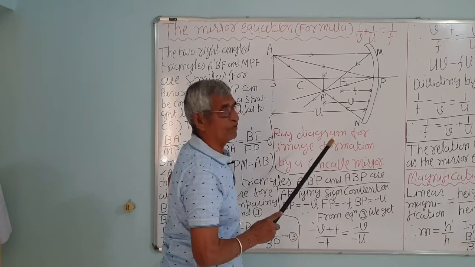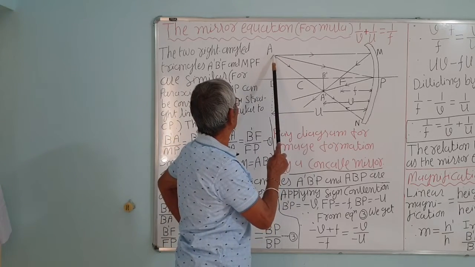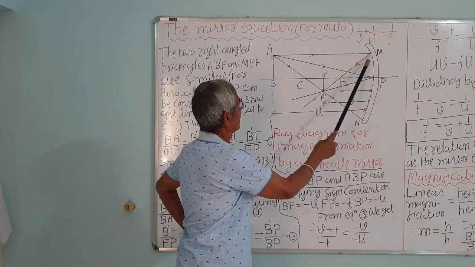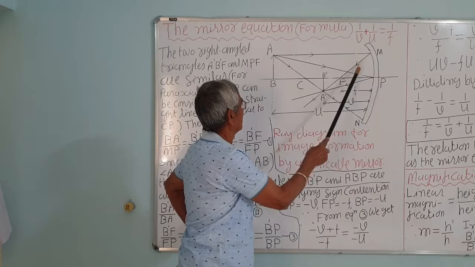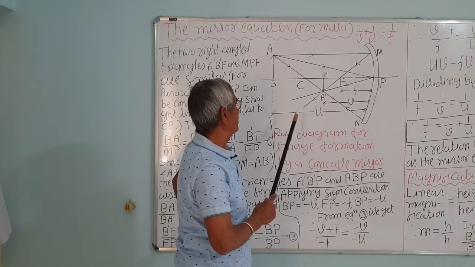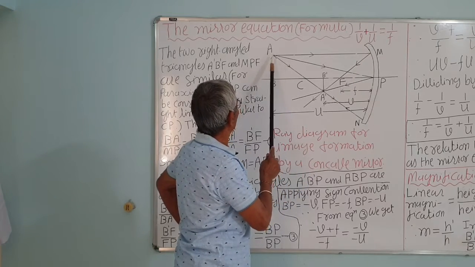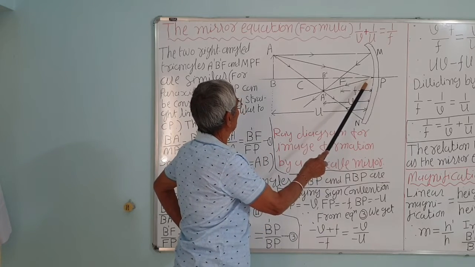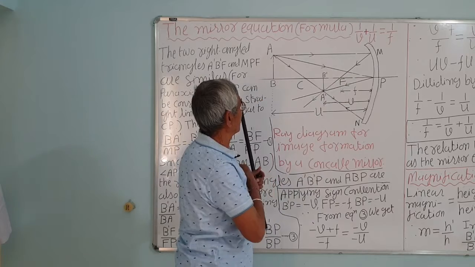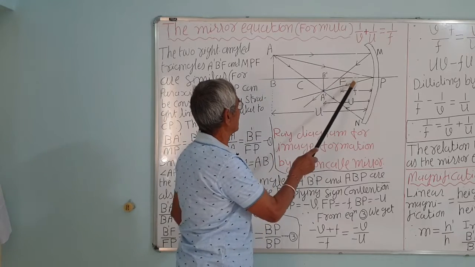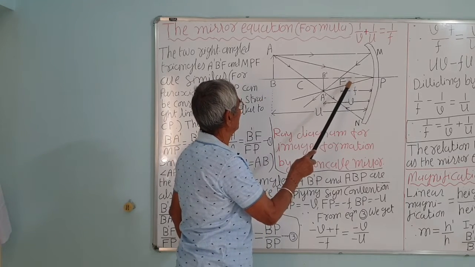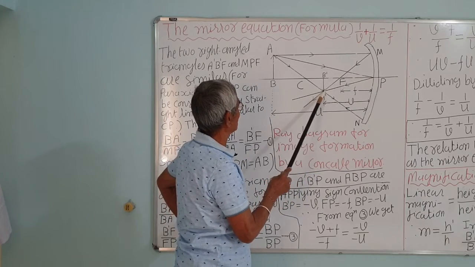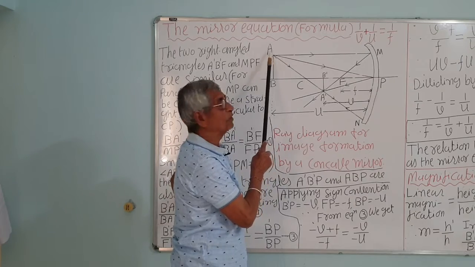For the formation of the image, we take a minimum of 2 rays. From the top of the object, point A, take 2 rays. One parallel ray will pass through F by the definition of the focal point. Another ray we have taken to the pole obliquely, that will reflect following the laws of reflection. This angle will be equal to this angle, so it will reflect like this. These 2 rays meet here, so this is the image of A.